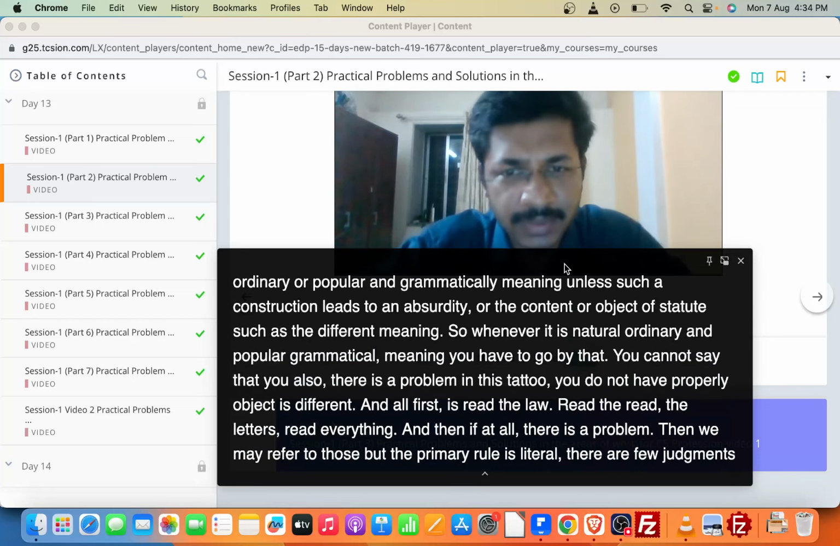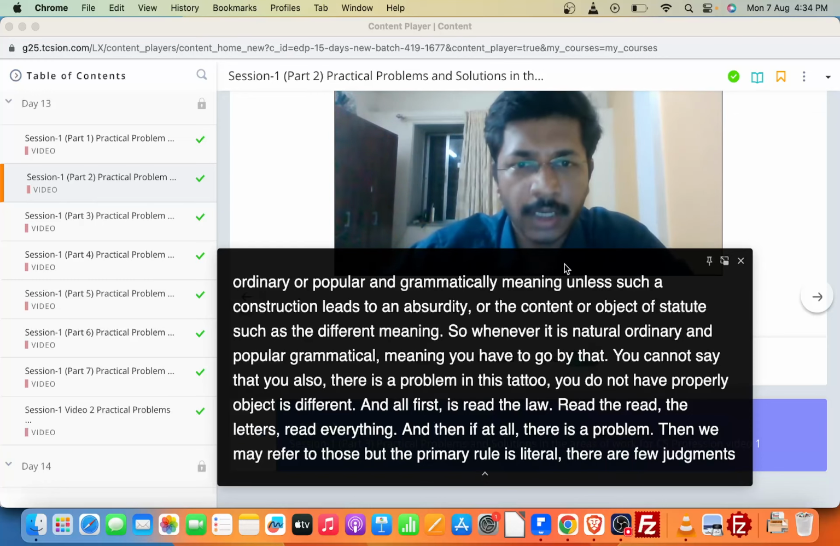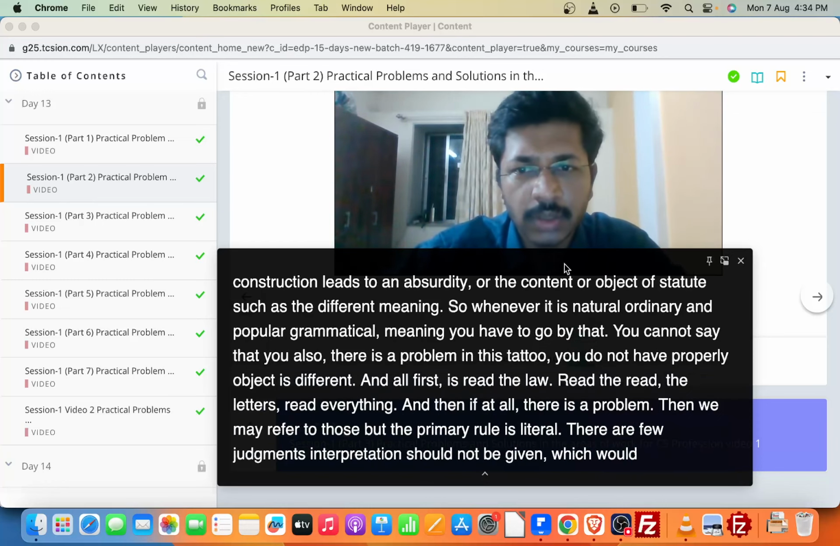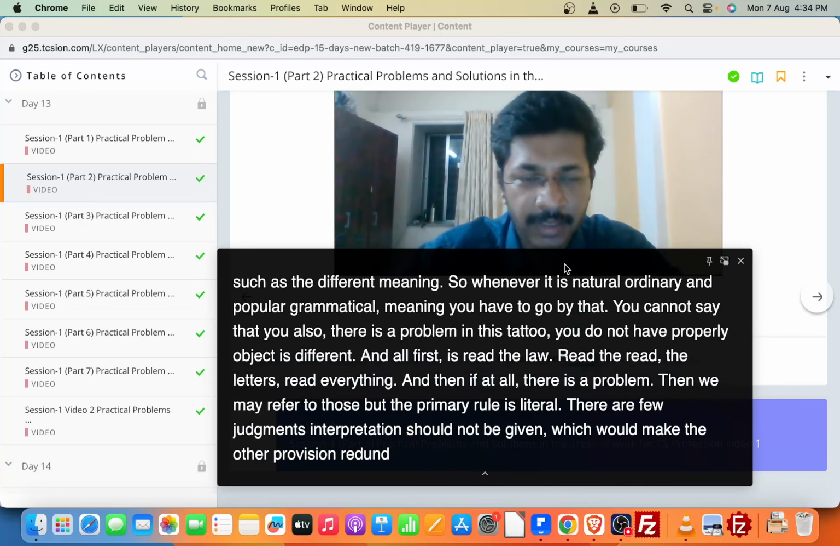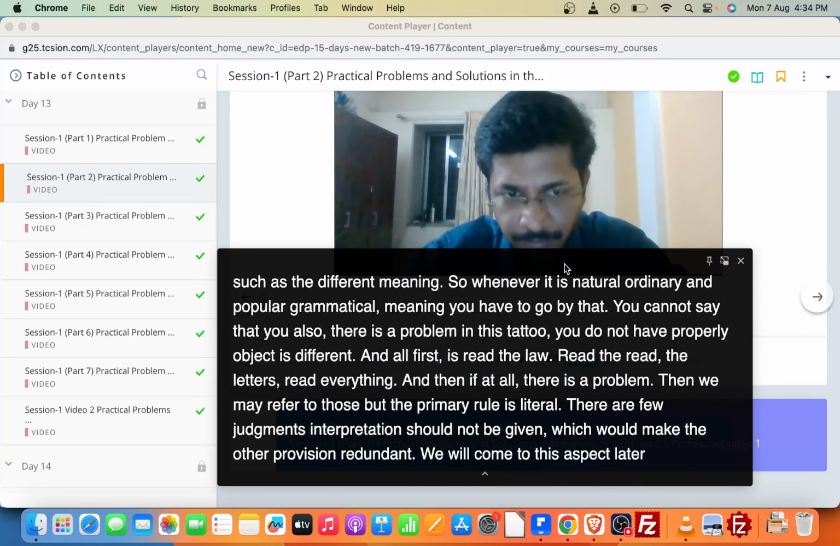There are a few judgments. Interpretation should not be given which would make the other provision redundant. We will come to this aspect later on.